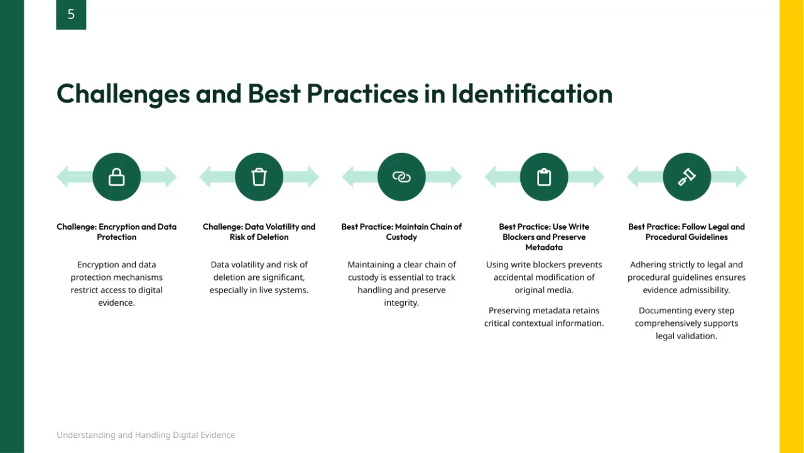When identifying digital evidence, several challenges can arise. One major hurdle is encryption and data protection, which limit access to the evidence we need to examine. Additionally, data volatility poses a significant risk, especially on live systems, where information can be deleted or altered quickly. To address these challenges, it's crucial to maintain a clear chain of custody, which helps us track who has handled the evidence and preserves its integrity. Using write blockers is another best practice. They prevent accidental changes to the original media.